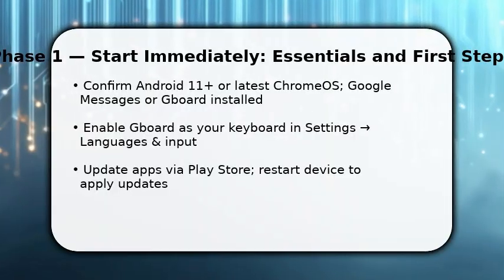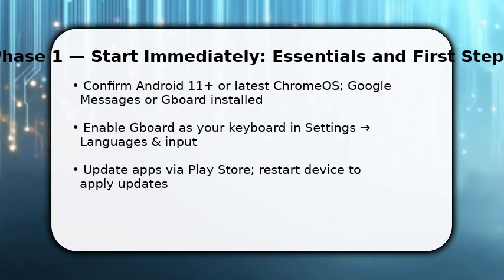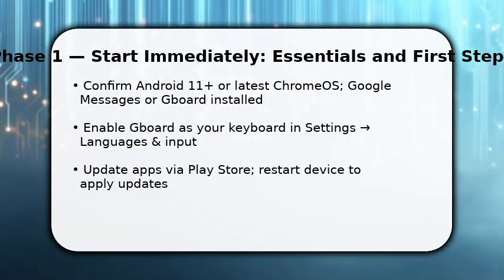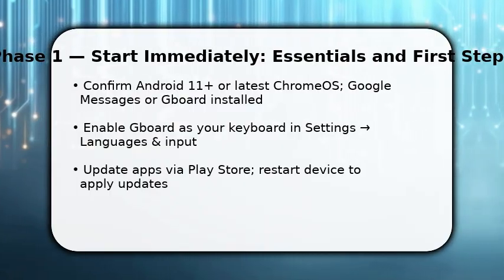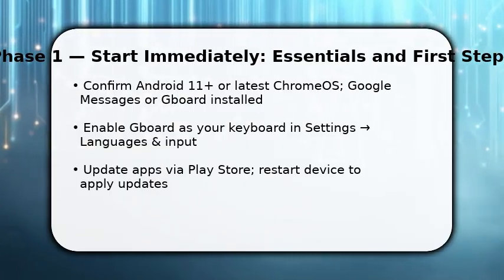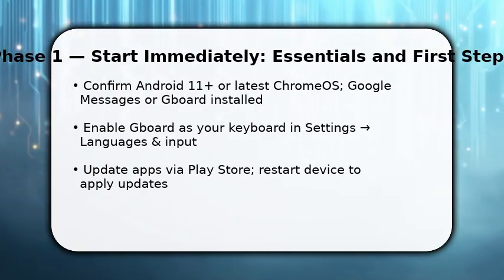You start by confirming prerequisites: Android 11 or newer, Google Messages or Gboard installed. Once confirmed, set Gboard as your active keyboard in Settings. This lets you access Emoji Kitchen.